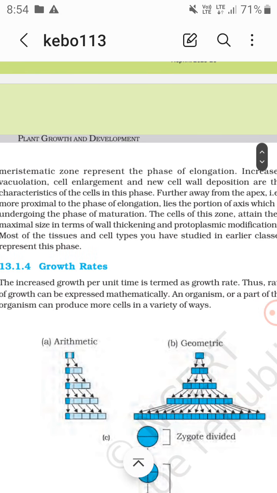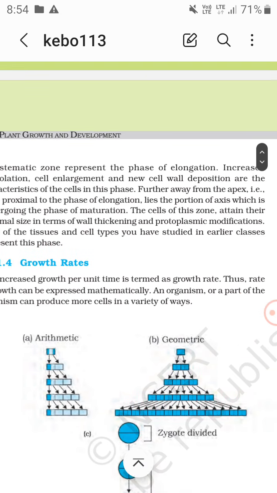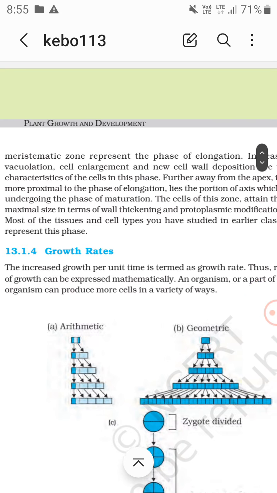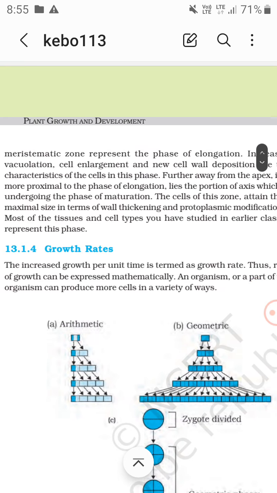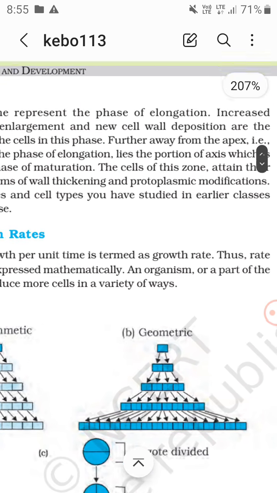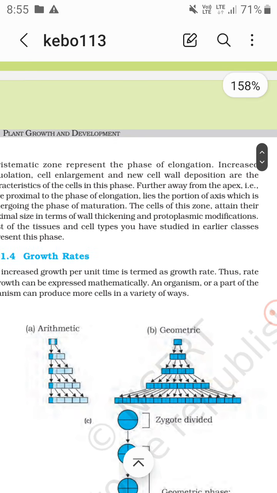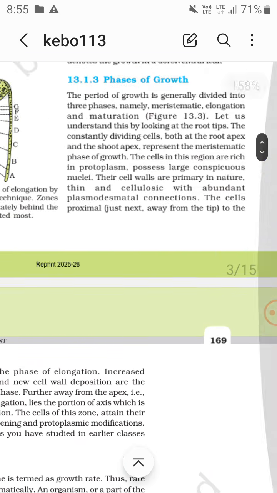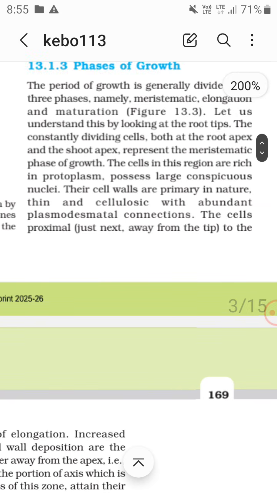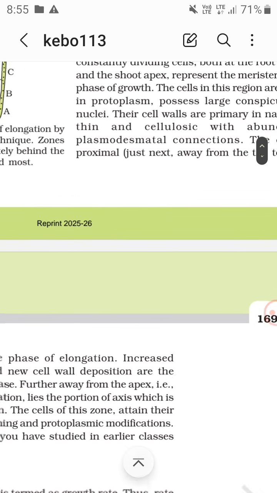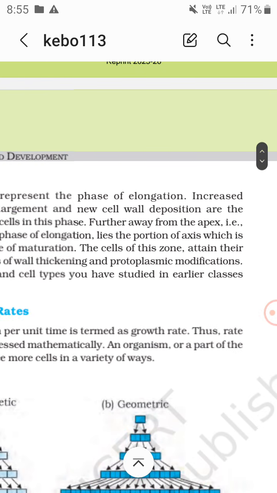Now cell enlargement, that has the water. Cell enlargement and new cell wall deposition are the characteristics of the cells in this phase, right? New cell wall deposition. So in the meristematic zone it was primary, now it's a new cell wall deposition.